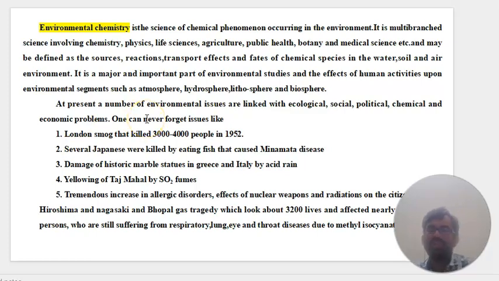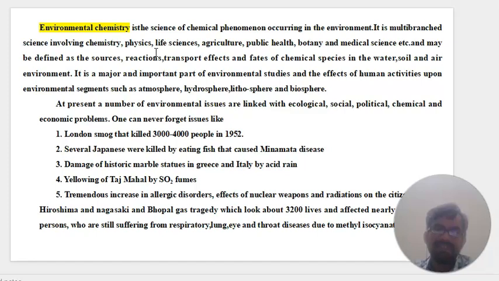Somewhat closer, you need to see what environmental chemistry is and what its previous history is. So environmental chemistry is one of the sciences of chemical phenomena that occur in the environment itself. It is one of the multi-branched sciences involving chemistry, physics, life science, agriculture and public health, botany and medical science, etc.